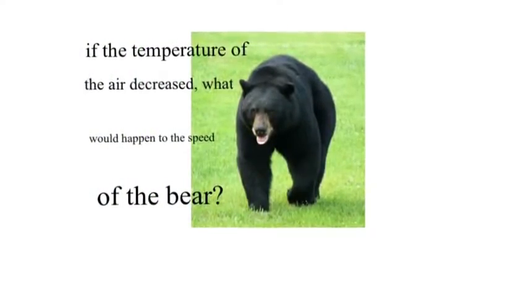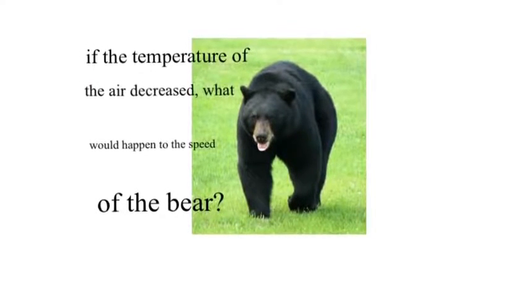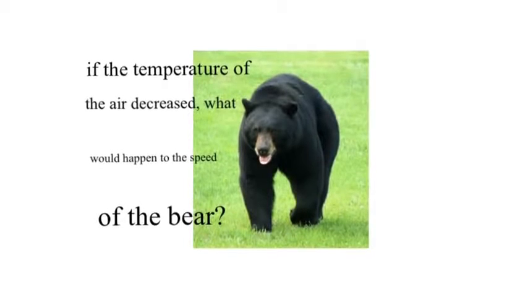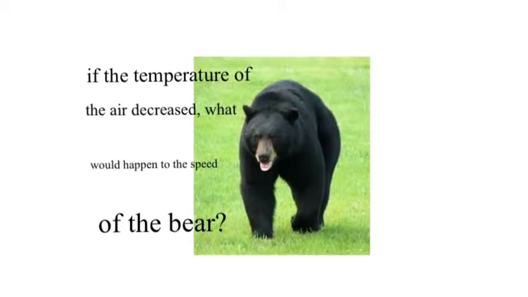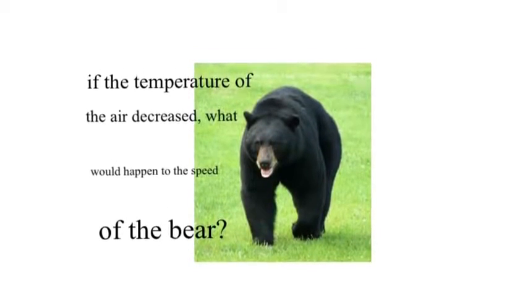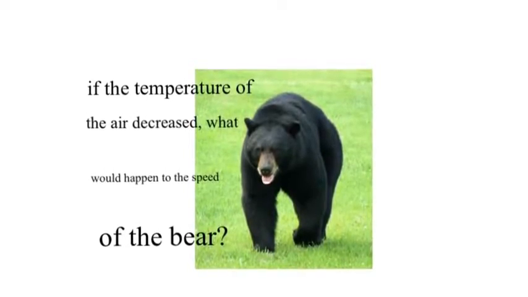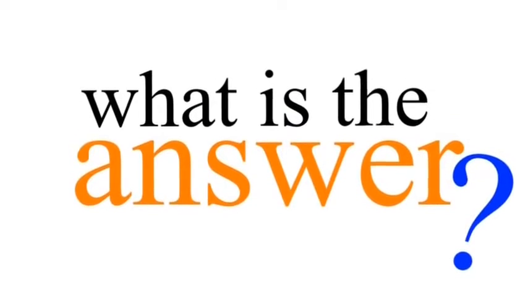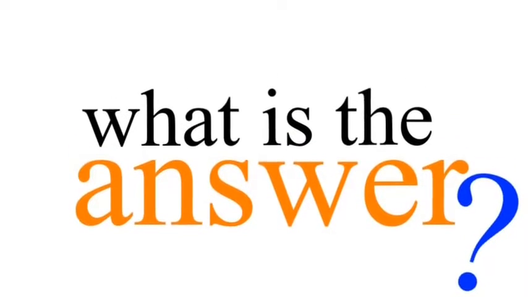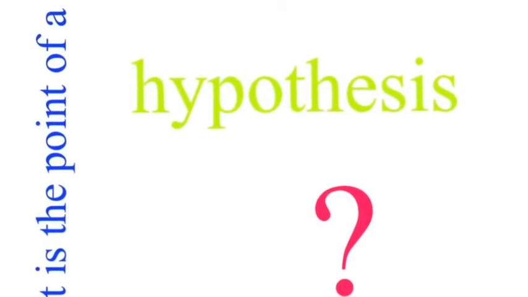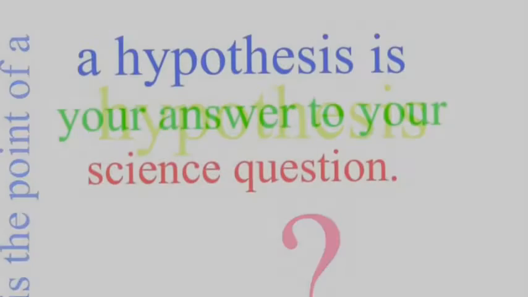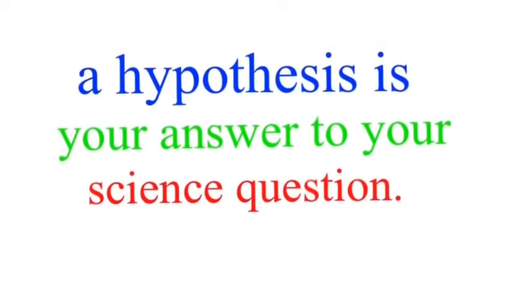And so here it is. If the temperature of the air decreased, what would happen to the speed of the bear? Okay, that's it. Now, the temperature of the air, not the bear, that is your independent variable, and the speed is the dependent. So what's the answer to that question? Well, the answer is your hypothesis. And that's the point of a hypothesis, it is the answer. The hypothesis is your answer.